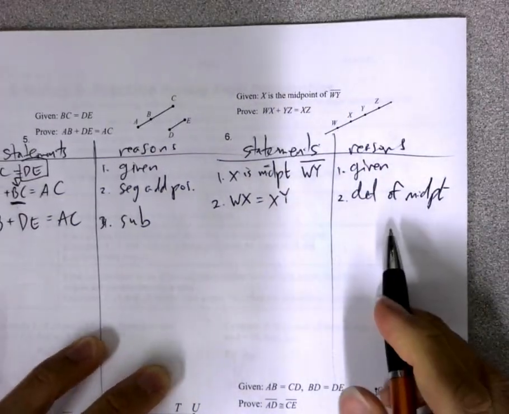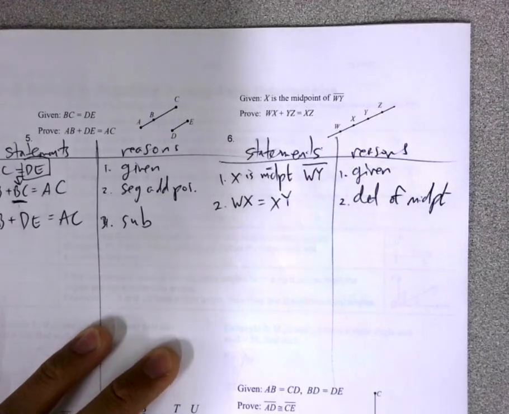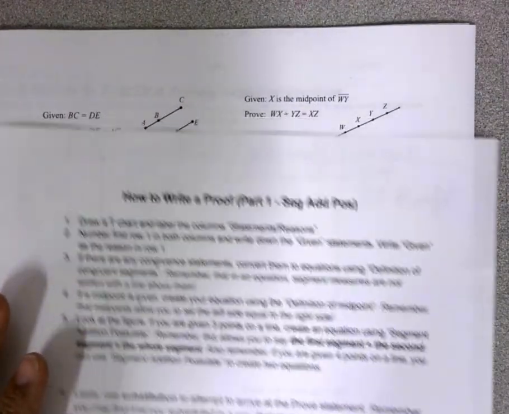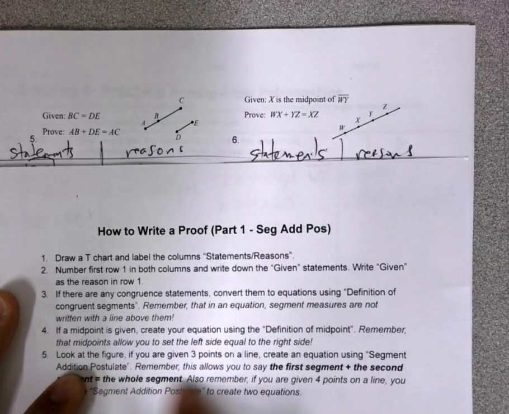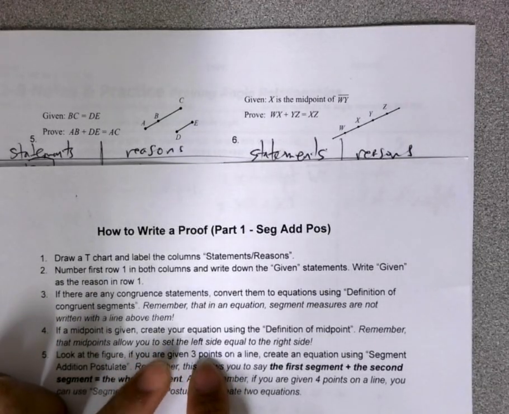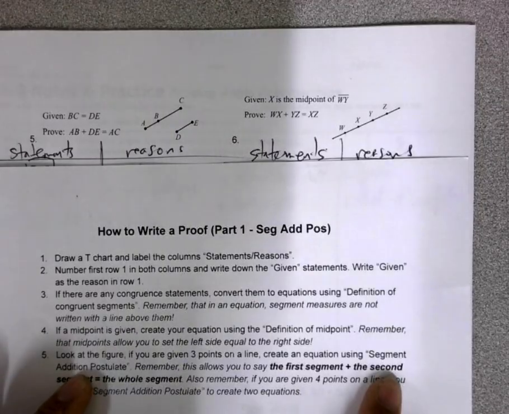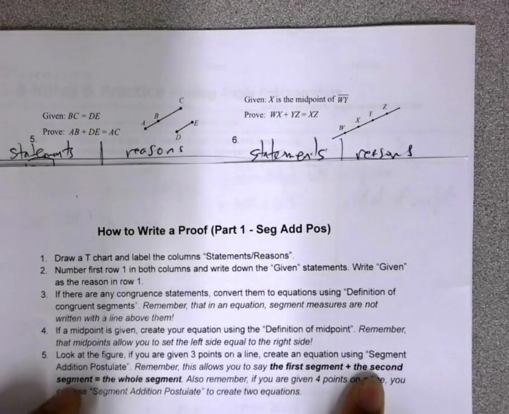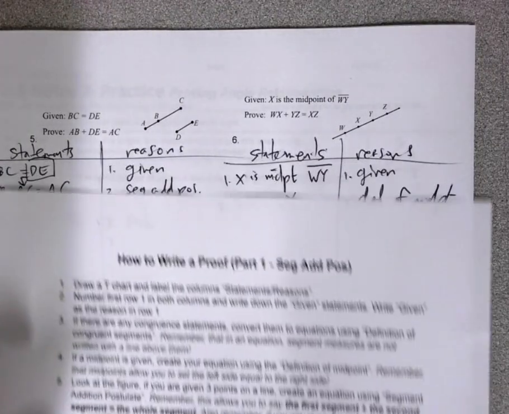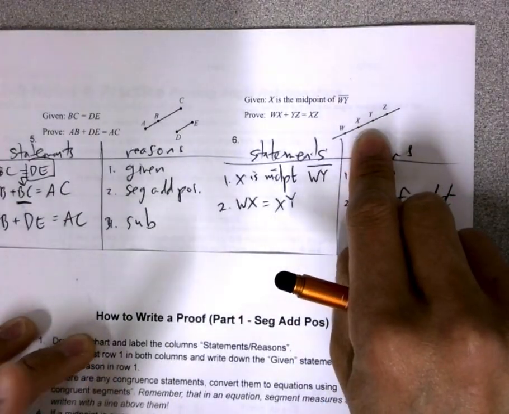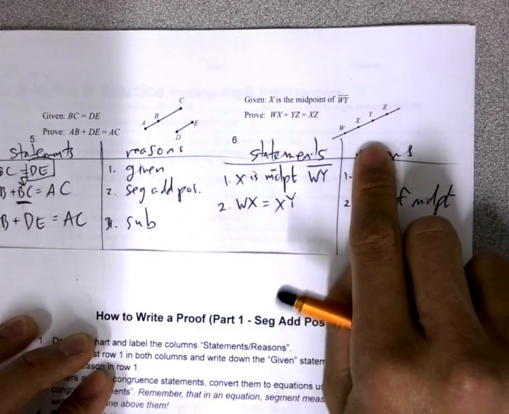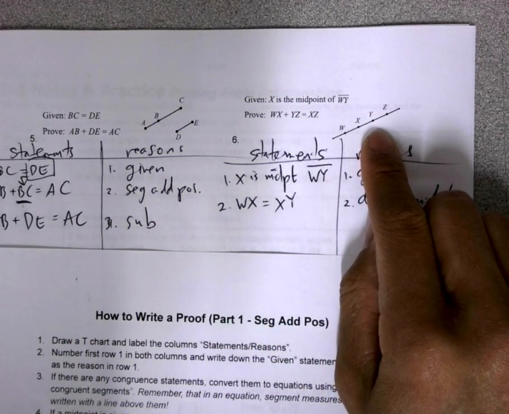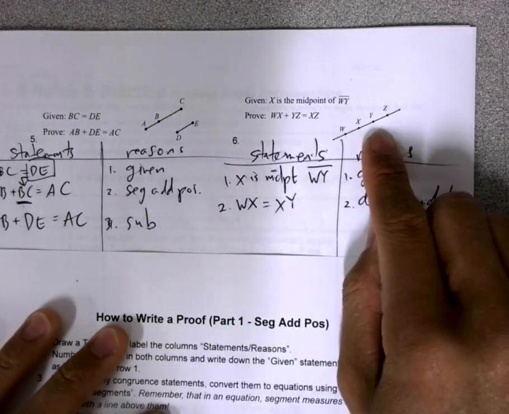Okay, there we go. So now what do we do? Well, we're back to our algorithm, right? We went ahead and changed our midpoint into an equation. Great, good. What's our next step here? If you have 3 points on a line in the figure, we use seg-add-pos to create the equation. And what does seg-add-pos say? Let's just say the first part of the segment plus the second part of the segment equals the whole segment. So do we have 3 points on a line in the figure? Well, you might be saying no, we have 4, right? But 4 means that there are 3 there. So yes, we do have 3, right?